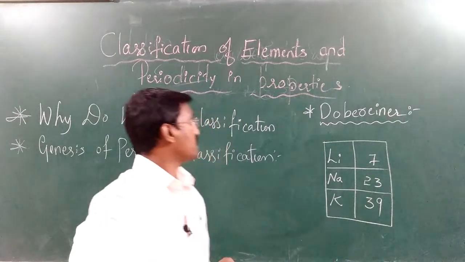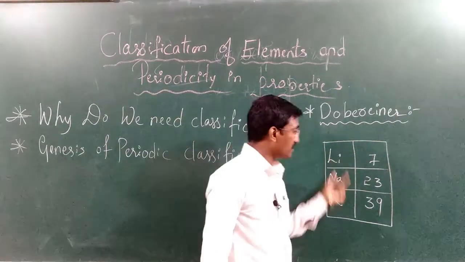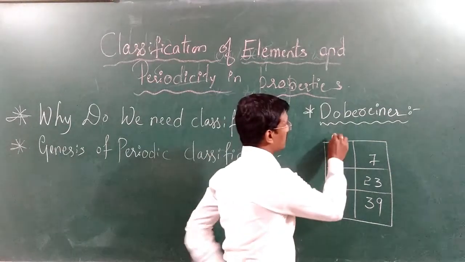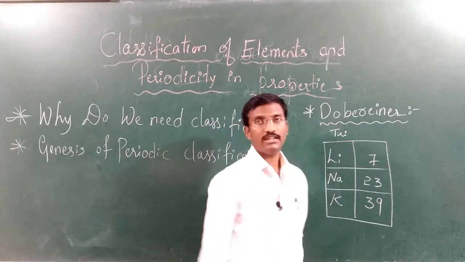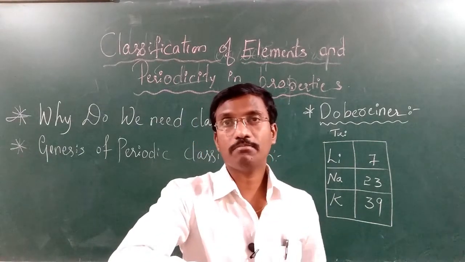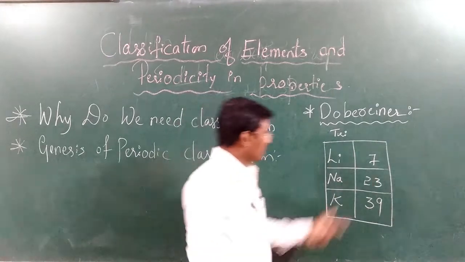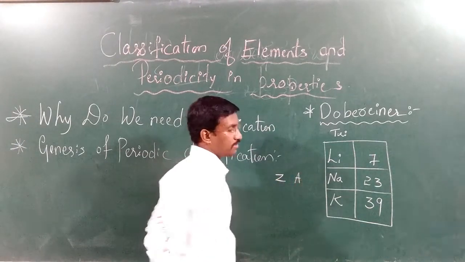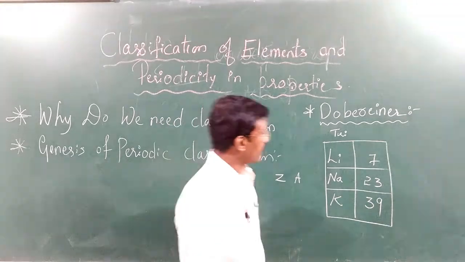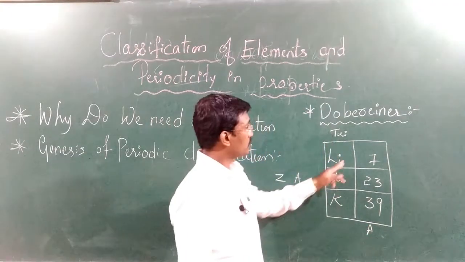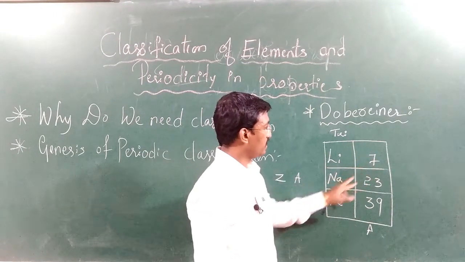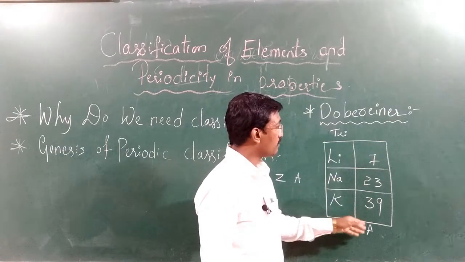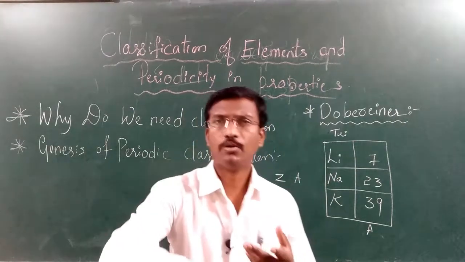So here, Dobereiner is a scientist who arranged the elements in sets of 3 elements. This set of 3 elements is called a triad. Here he arranged the elements by sets of 3 in increasing order of atomic mass. I hope you remember Z is atomic number and A is atomic mass. He arranged the elements by increasing order of atomic mass. Can you see here? The first one is lithium, with atomic mass 7, and sodium has 23. Potassium here is 39. So he arranged the elements by increasing order of atomic weight of the element, maybe atomic weight or maybe atomic mass.